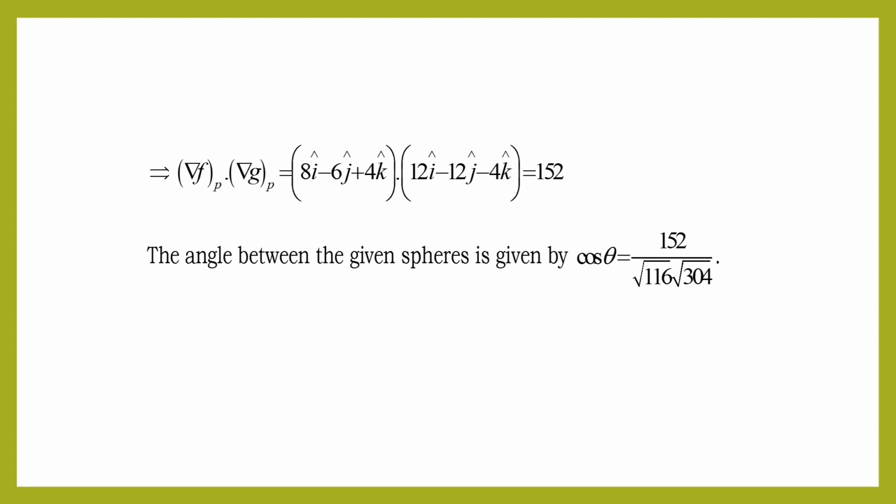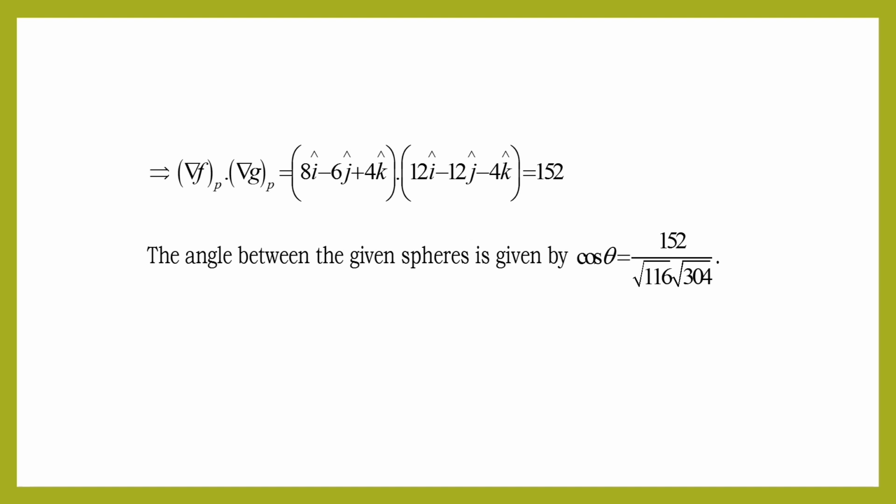To find the angle between the given spheres at the given point, now we need to find out the norms of del f and del g. Norm del f at P is equal to square root over 116. Norm del g at P equals square root over 304. You can find them very easily.